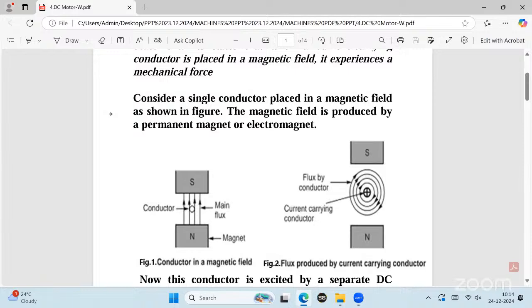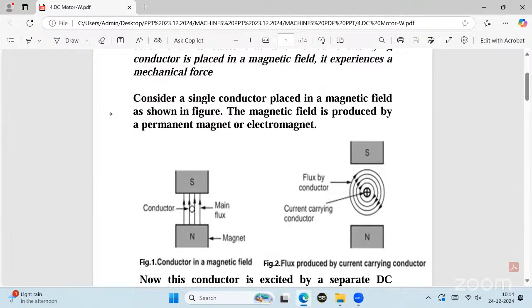Here I have not shown the winding on the steel bar. Which is the steel bar? This is the steel bar. I have not shown the winding on the steel bar. It is an electromagnet.